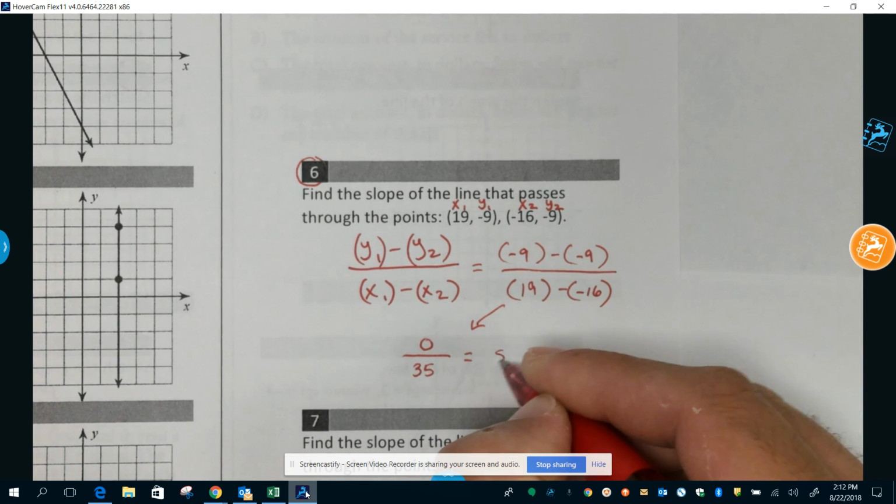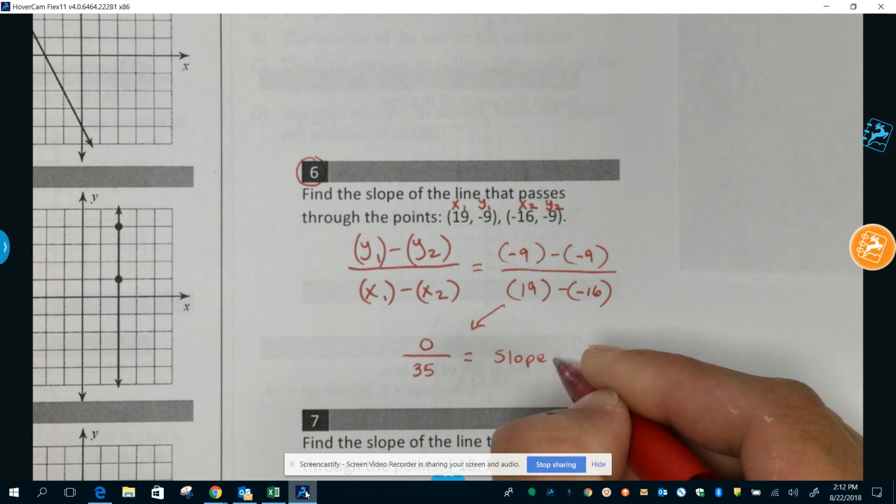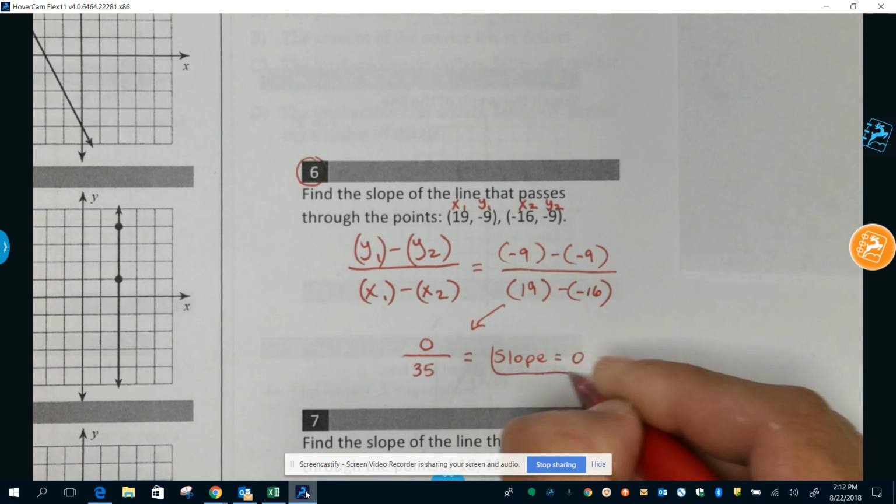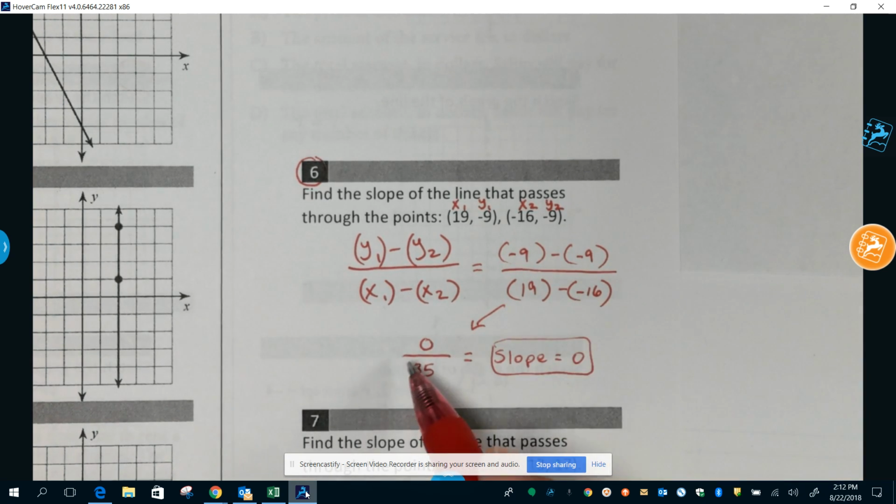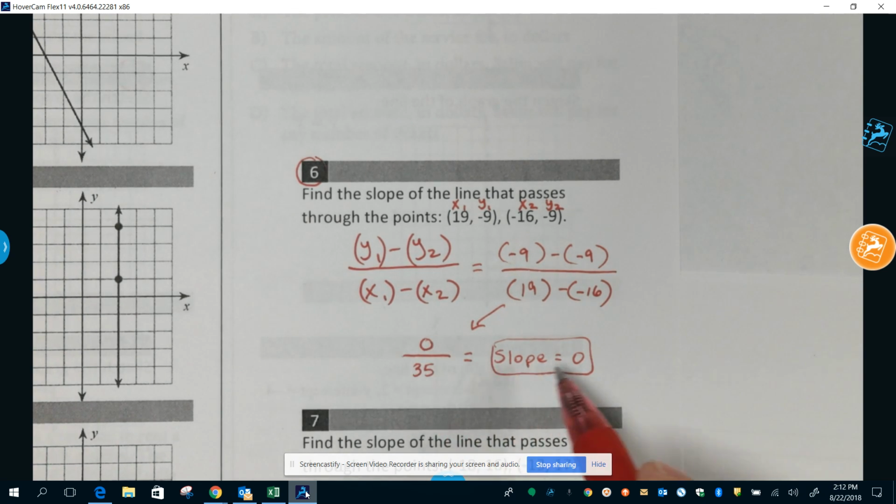The answer there is going to be 0. If 0 is ever at the top of your fraction, then it's going to give you a 0. Plug it in your calculator. 0 divided by anything, you're going to get a 0.